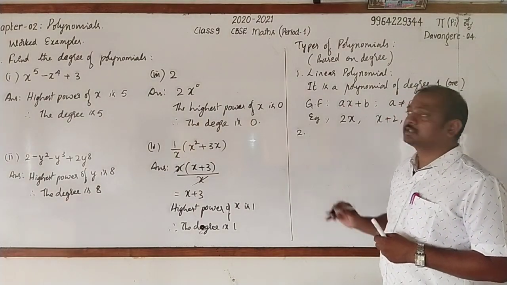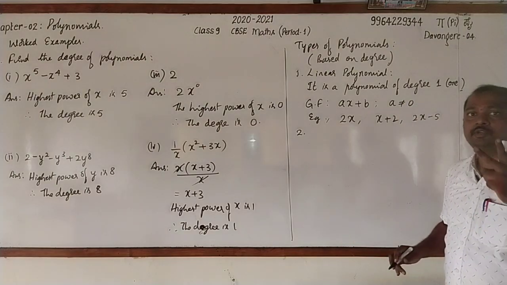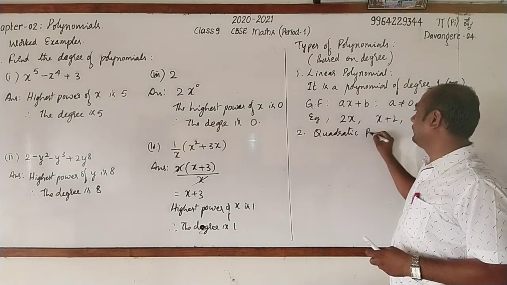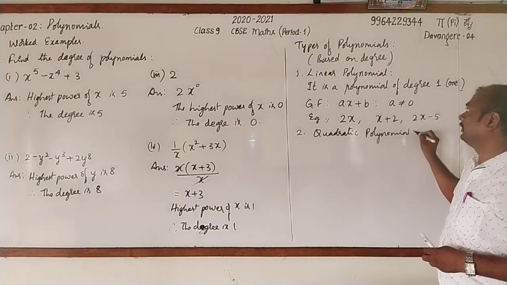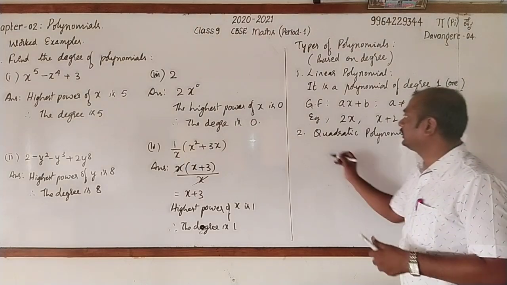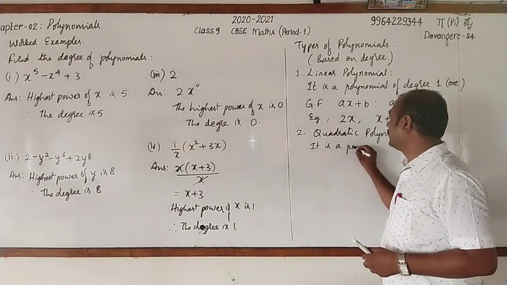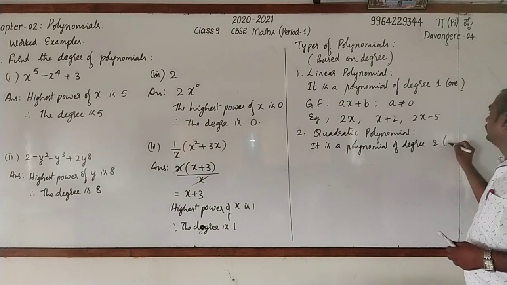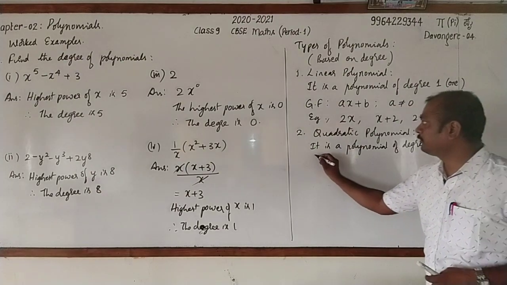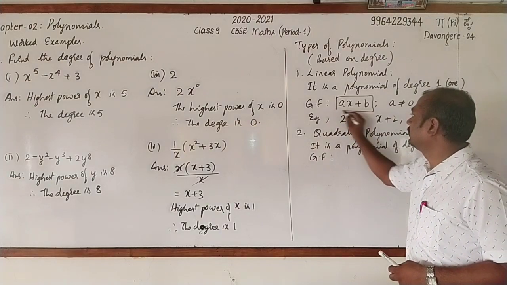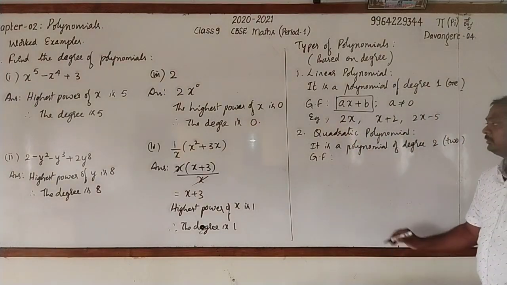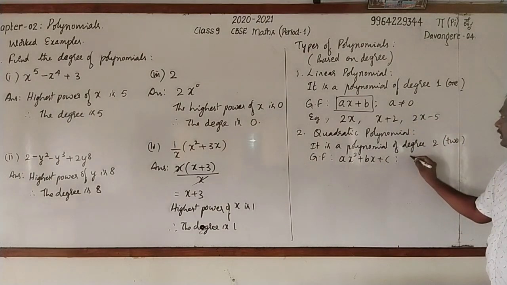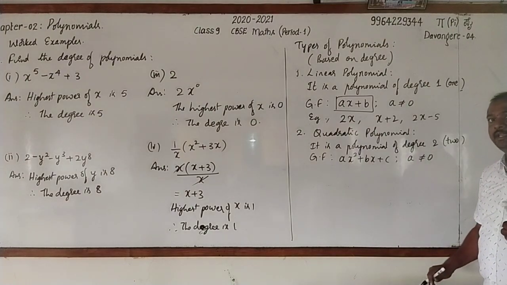Next, I go for taking the second one. What do you call a polynomial of degree 2? It is called quadratic polynomial. Now let me write the definition. It is a polynomial of degree 2. And the general form of this, I am going to highlight this one. General form of quadratic polynomial is, please do remember, ax square plus bx plus c, where a is not equal to 0.